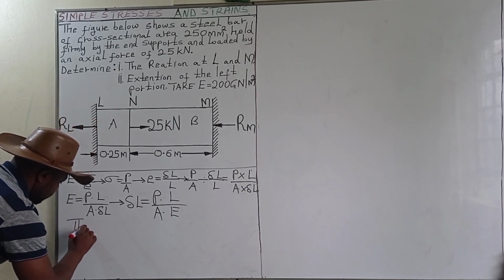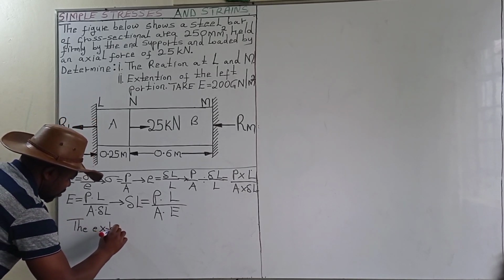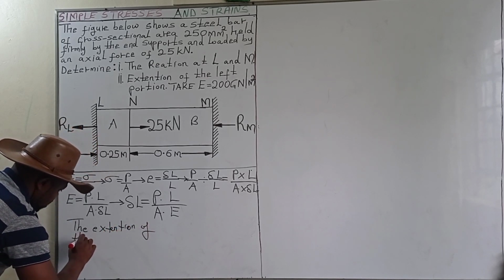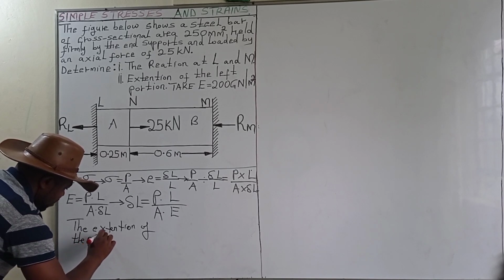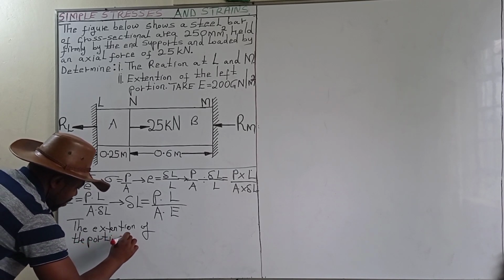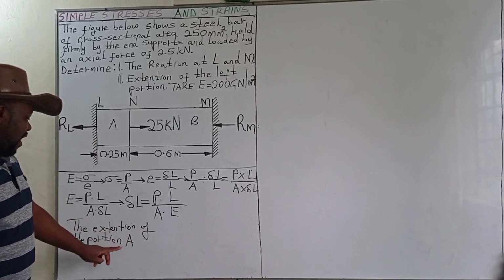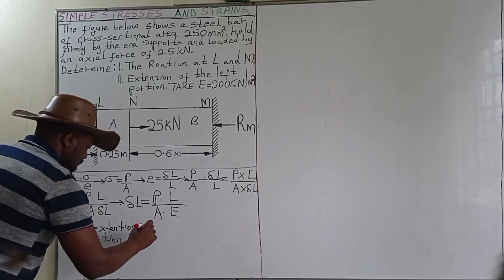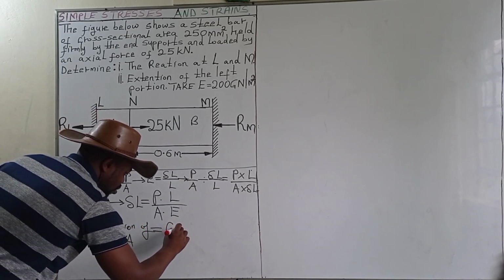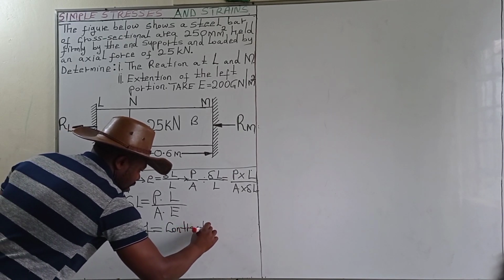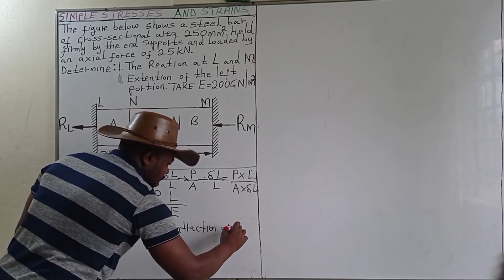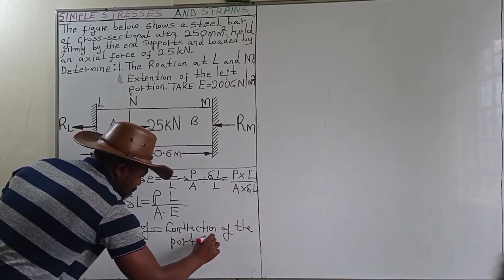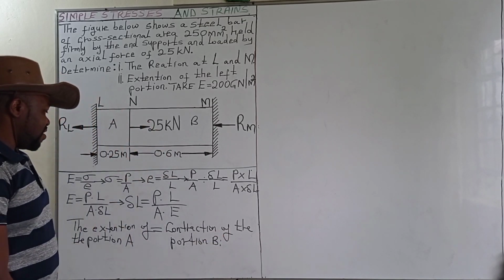So we can say this: the extension of the portion A, since this is the portion that has been subjected to tensile force, is equivalent to the contraction of the portion B. Contraction of the portion B. So that is what is going to happen.